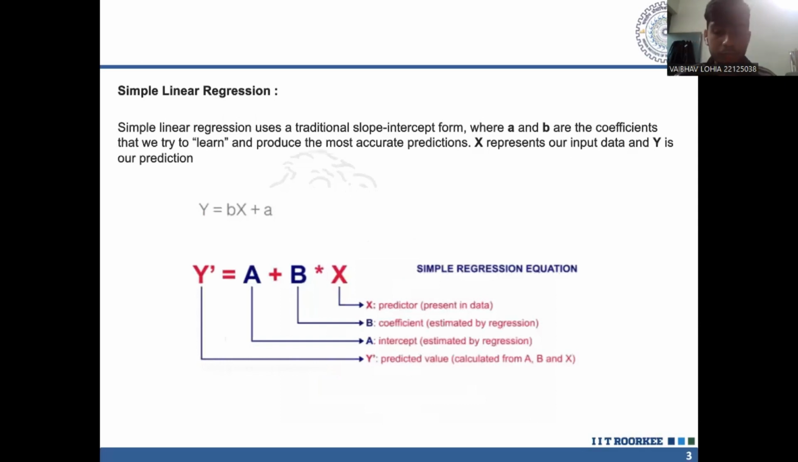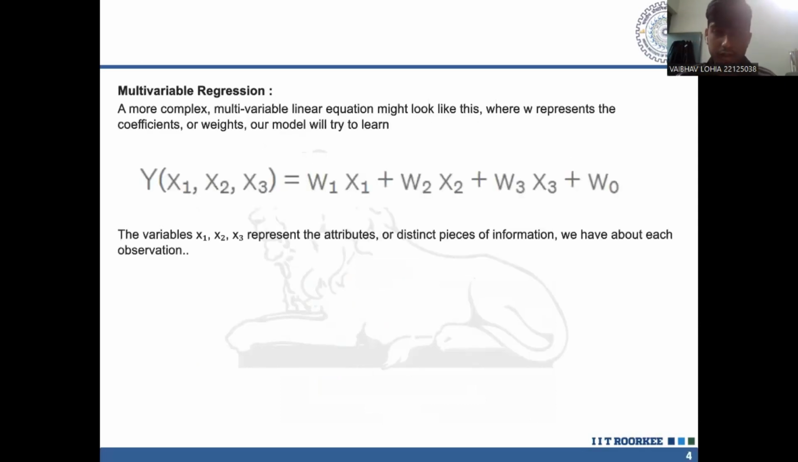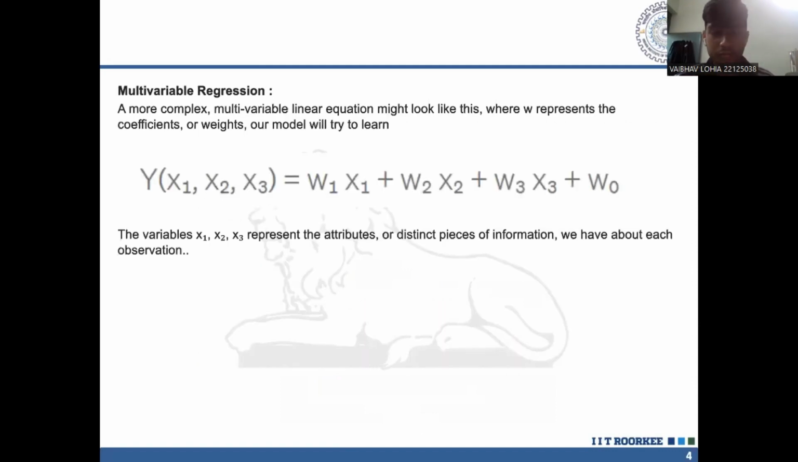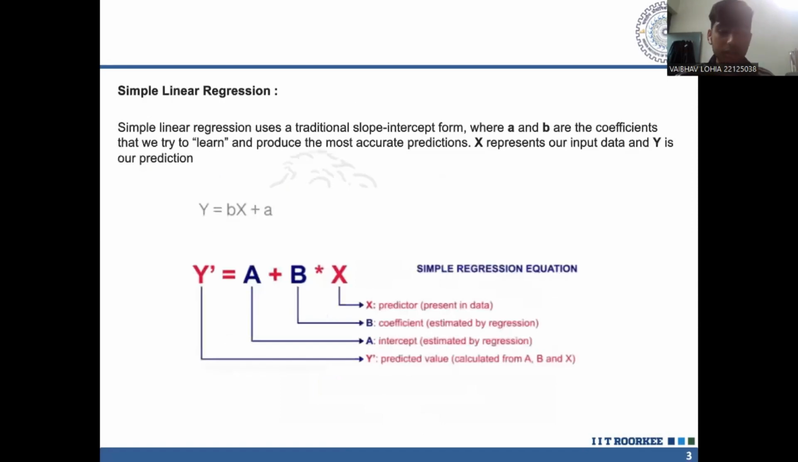It is of two types: simple linear regression and multivariable linear regression. In simple linear regression, we have just one feature, and in multivariable linear regression, we have more than one feature. Let me give you an easy example. Say we have the cost of houses and also the measure of the houses. So the measure of the houses will be our feature and the cost of the house will be our output.